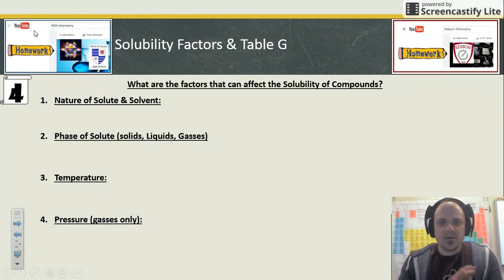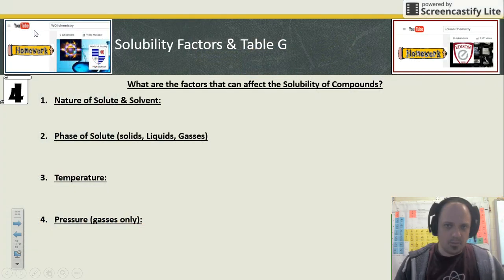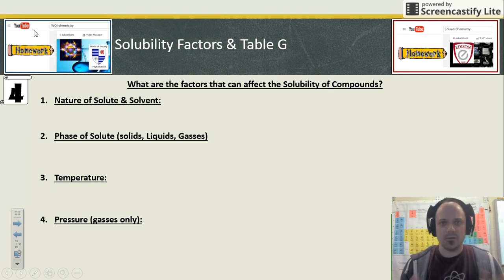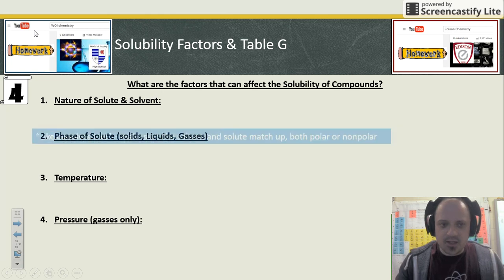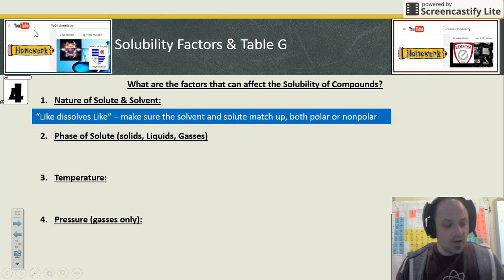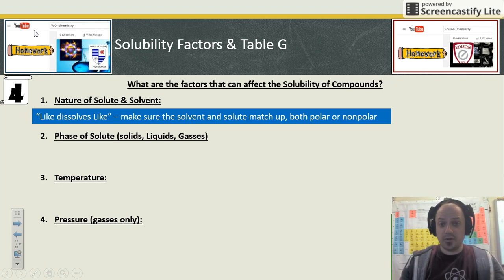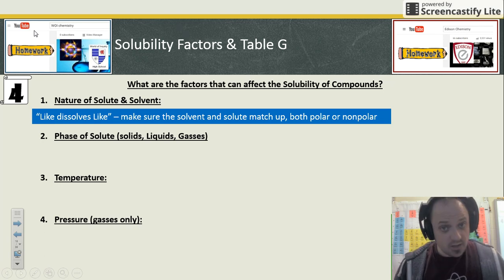What are the factors that can affect the solubility of compounds? We're talking about solubility in water. The first thing is the nature of the solute and solvent. That's where the like dissolves like terms come into play. If two nonpolar substances are mixed, they will dissolve. If two polar substances are mixed, they will dissolve. But if you have a polar solute and a nonpolar solvent, they will not mix. So nature of the solute and solvent does matter.